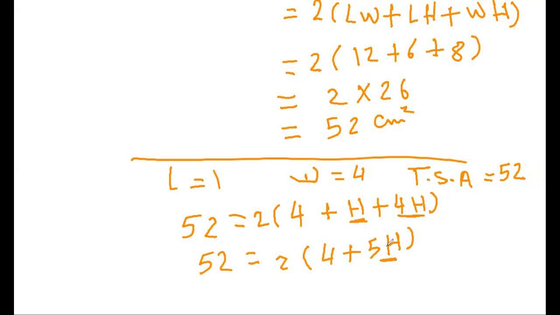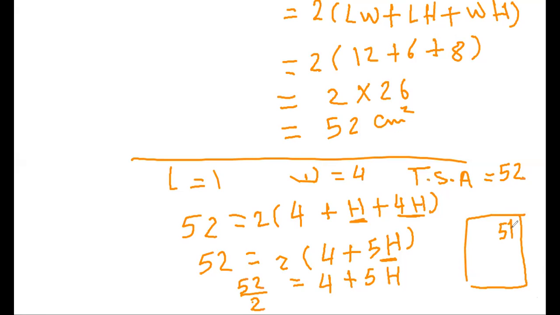Now we will multiply the result by 2, or we can divide the other side by 2 first. So 4 plus 5h equals 52 divided by 2, which is 26. So 4 plus 5h equals 26. That's right, my sons? And in this way, we can find the value of h. 5h equals 26 minus 4, which equals 22. 22 over 5 equals 4.4, then h equals 4.4 centimeters. It's clear, my sons?